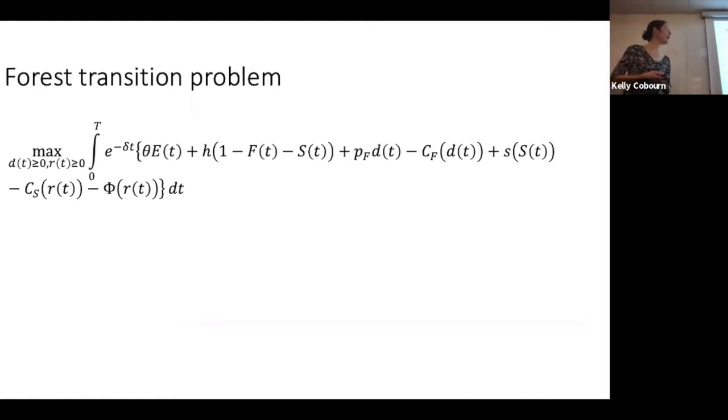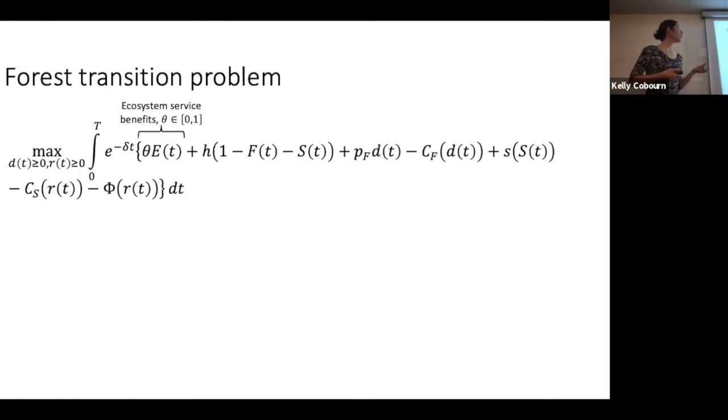Taking these elements, we can write the dynamic optimization problem that we're using to capture the forest transition. The way that we frame this problem is that we have a land manager or social planner who is choosing a path of deforestation and a path of reforestation in order to maximize this objective functional. The objective functional includes ecosystem service benefits, which are given by this parameter theta times ecosystem service production.